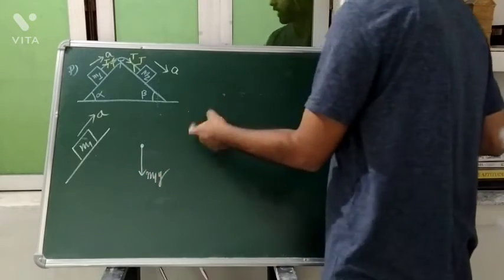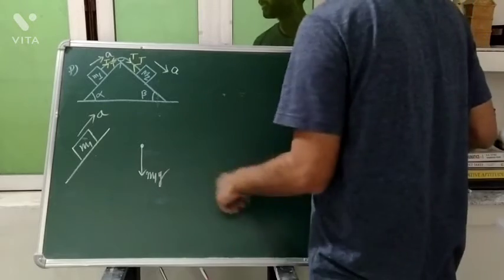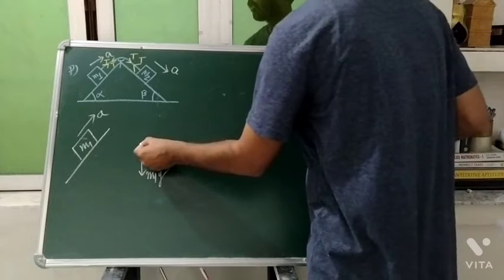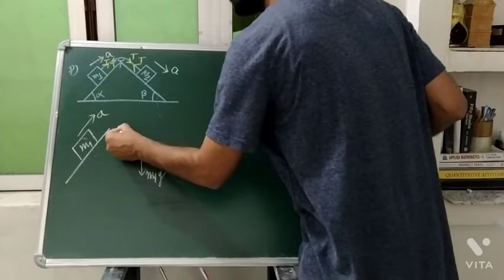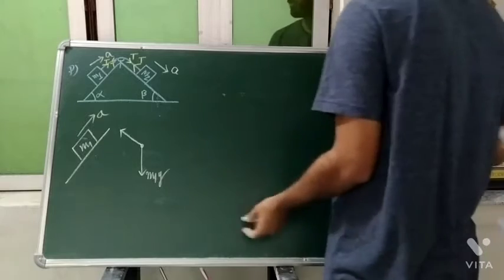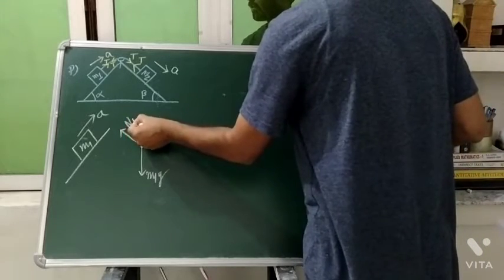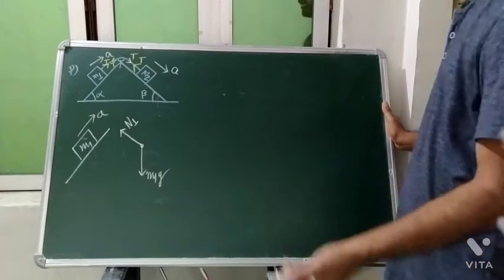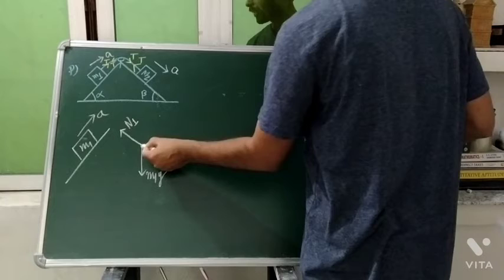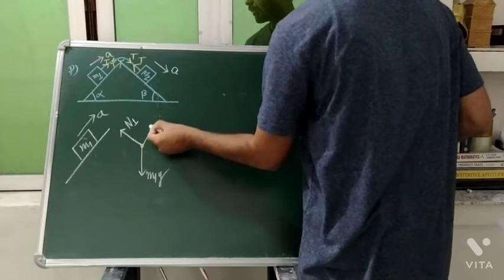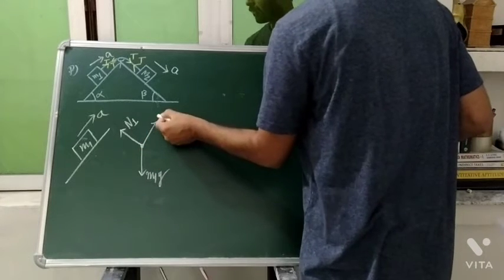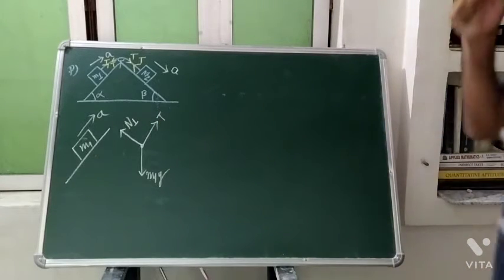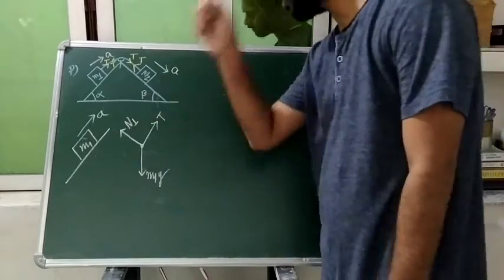Normal contact with the surface is present, so a normal reaction will be there, and that normal will be perpendicular to the direction of the contact surface. For mass M1, we are calling this N1, the normal reaction. And what are the other forces acting here? Tension T is acting here. So only this much of forces are acting here.